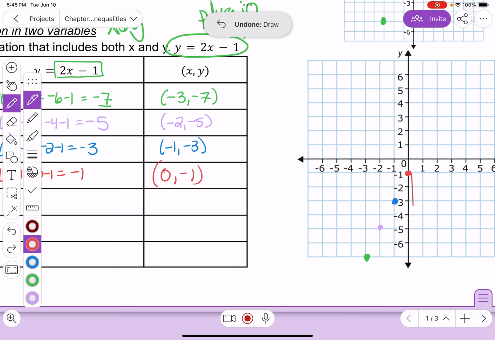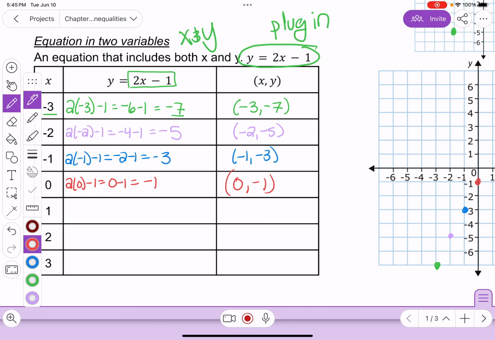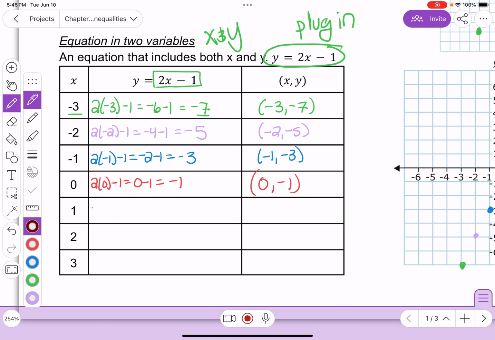And you may already be able to see the pattern and keep going from there. You may not. It depends on who you are. As you get in more complex equations, sometimes they're not as easy to see. But for the sake of learning, we're just going to keep plugging in for x. So 2 times 1 is 2. Minus 1 is 1. So now we have the point 1, 1.